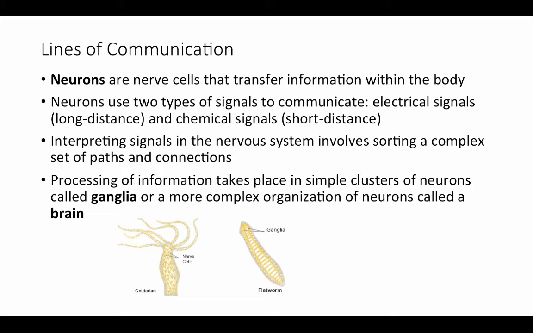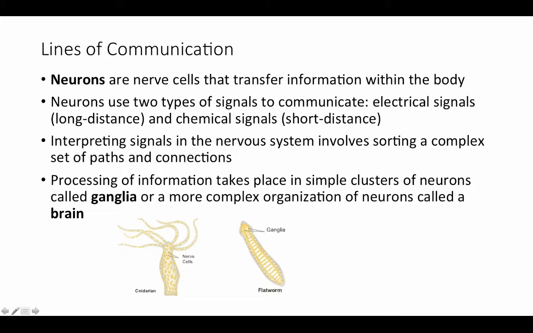In animals that need a little bit more coordination of their activities, we start to see bundles of these nerve cells coming together to form ganglia that are going to be integration centers for information processing to coordinate the activities. So here we see a couple of clusters of neurons in this flatworm forming ganglia.